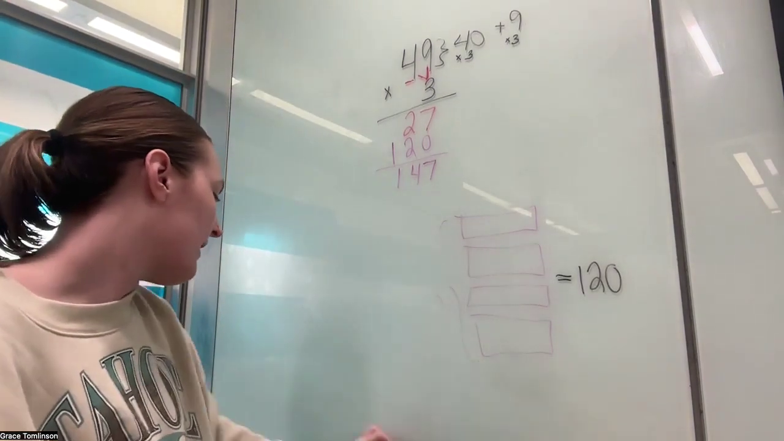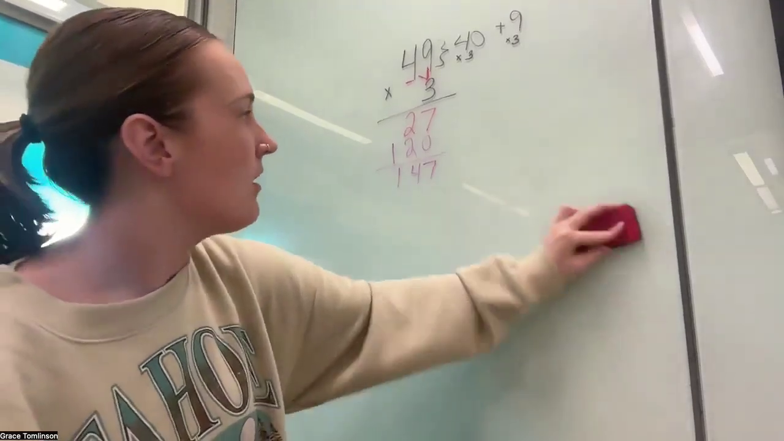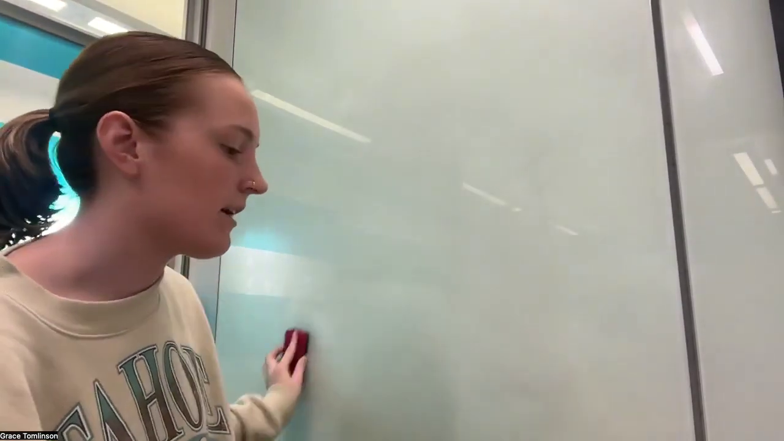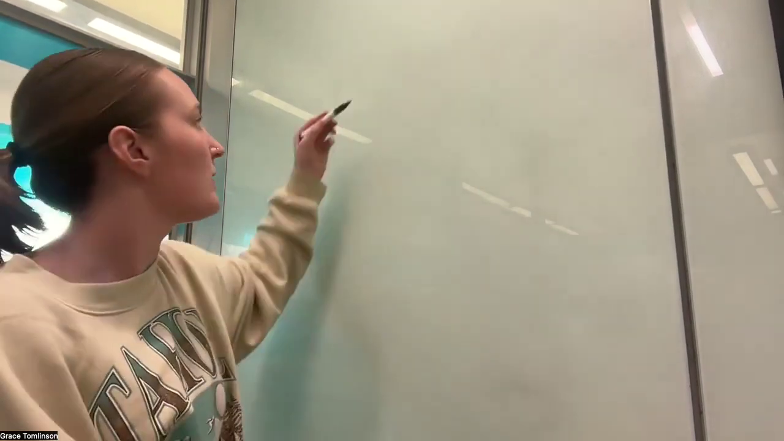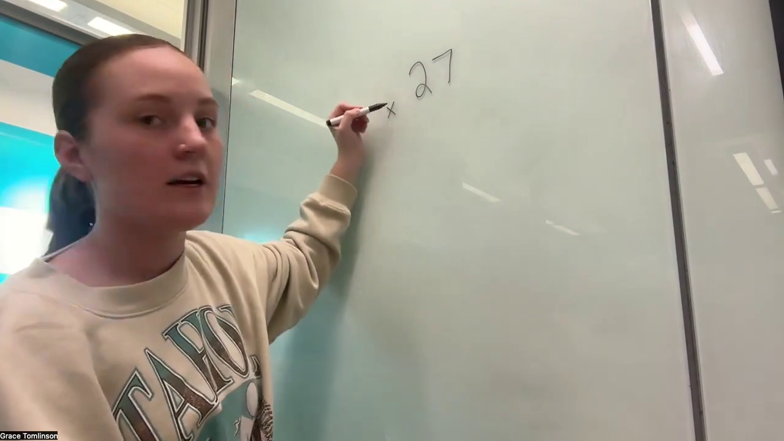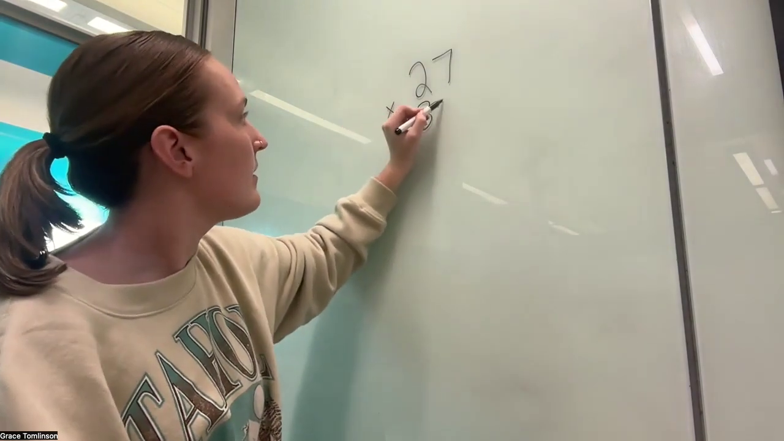Now we'll try this again without the base 10 blocks, so we won't have that same visual. So this time, we're going to use 27 times 32.